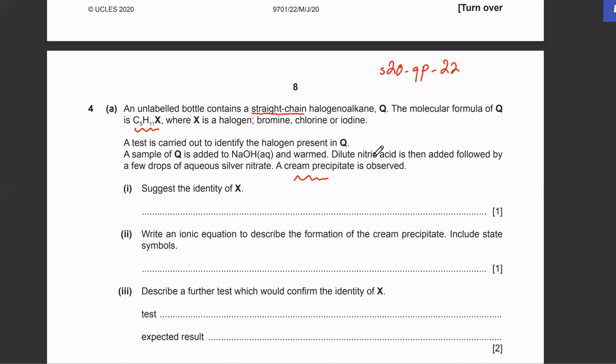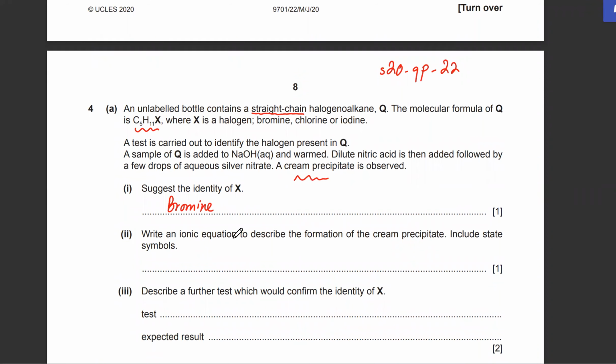So this is what he's doing. He's adding NaOH aqueous and it's warmed. This suggests the identity of X, that's bromine. Okay, is this clear? Yes or no? Alicia, clear? Yes, sir. Okay.